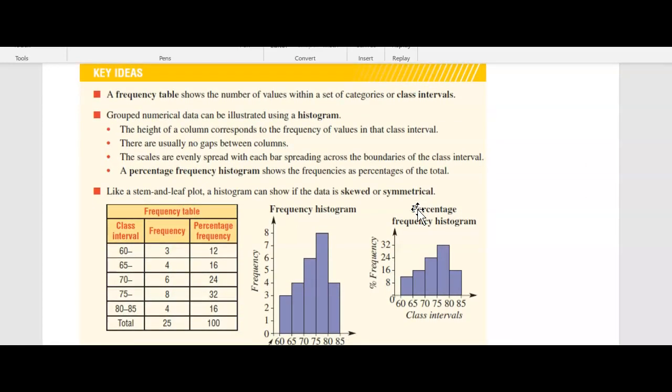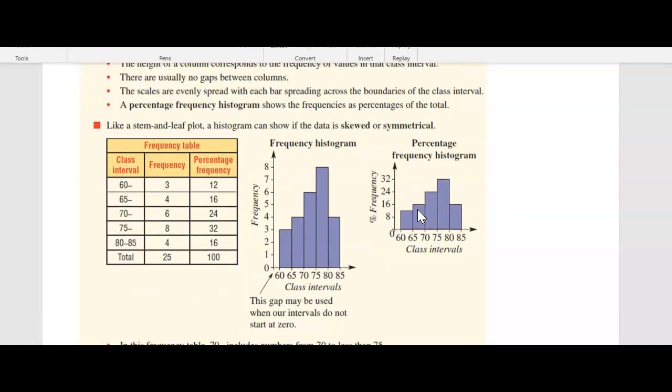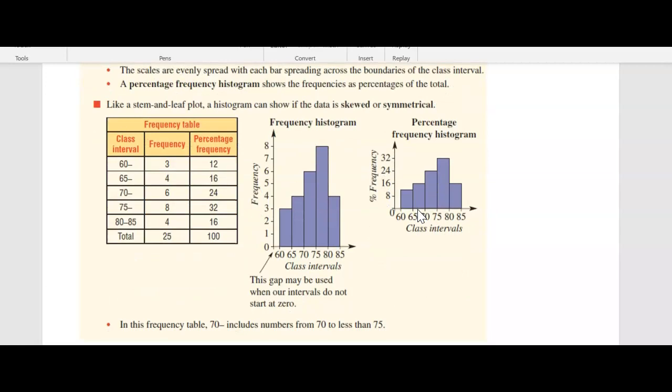All right, so a frequency table shows the number of values within a set of categories or class intervals. So grouped numerical data can be illustrated using a histogram. The height of the column corresponds to the frequency. Oh, I can't believe I'm just reading that. You can read. All right, so like a stem and leaf plot, a histogram can show if the data is skewed or symmetrical. So you can do the same thing.